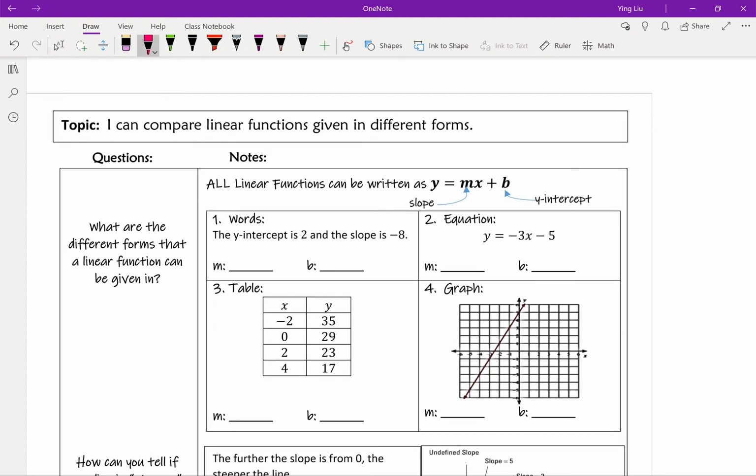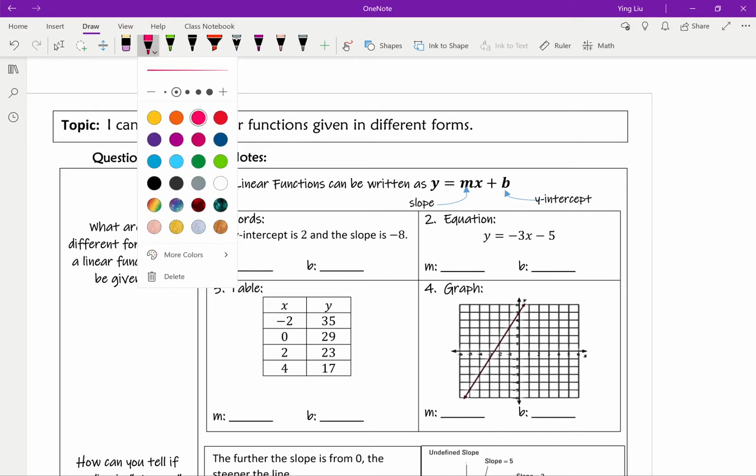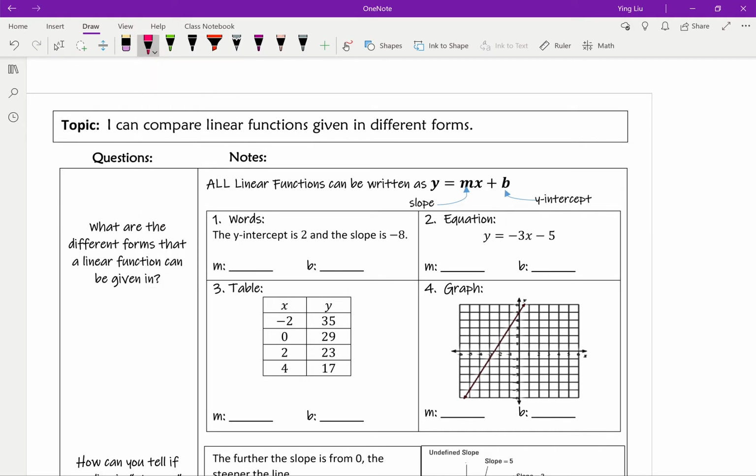With all the forms we've learned to represent linear functions, we can now do a comparison of all of them, and we can answer some questions. So what we need to know at this point is that all the linear equations, no matter what form they're in, can eventually be written as y equals mx plus b. And we would always just focus on the two most important elements, the y-intercept and the slope.